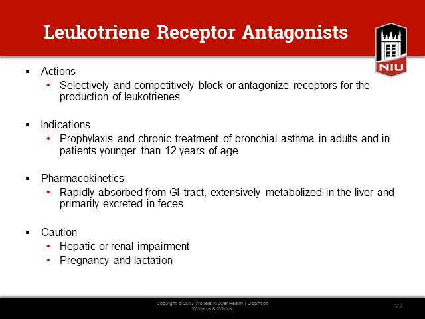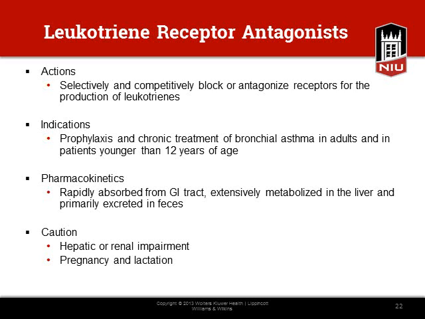Next, let's move on to our leukotriene blockers, or leukotriene receptor antagonists. These selectively and competitively block the receptors for the production of leukotrienes. Our body tends to produce leukotrienes more at night, so ideally these medications should be taken in the evening. They're taken once daily, but ideally in the evening.